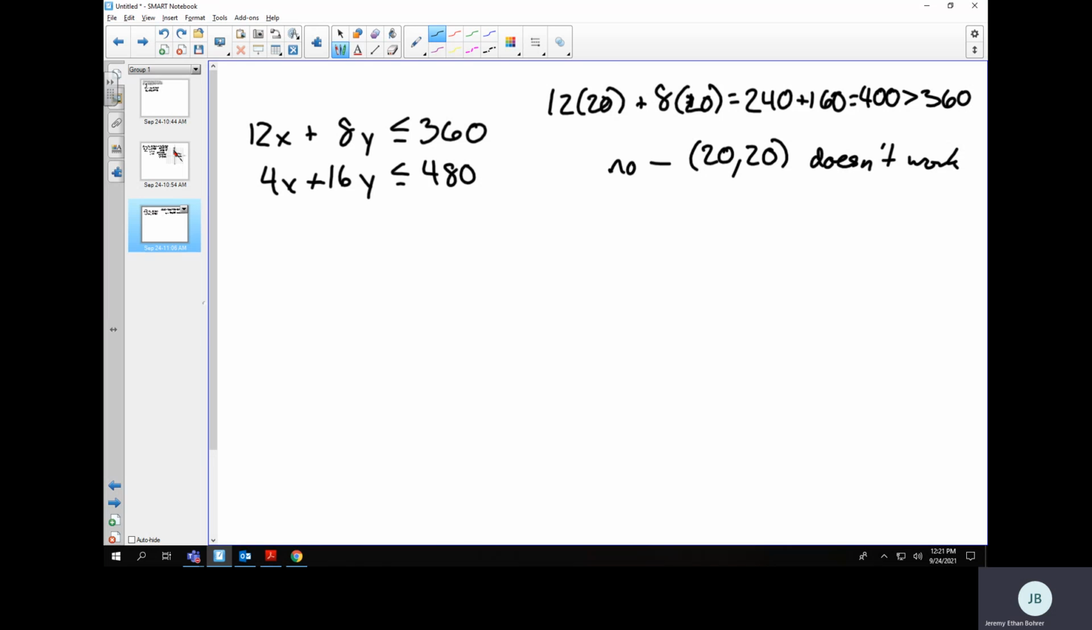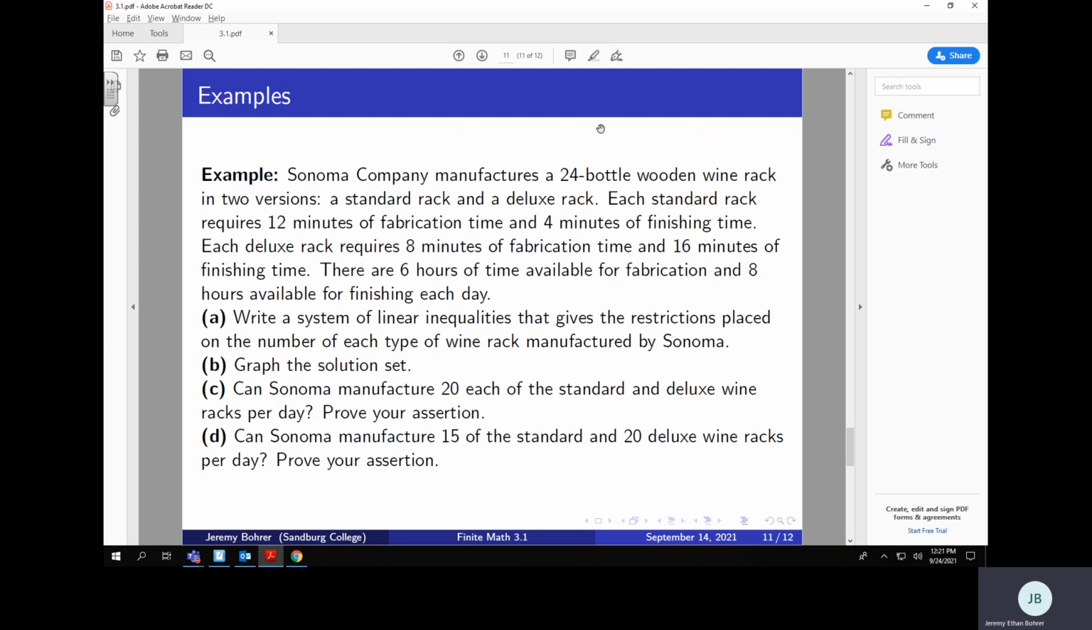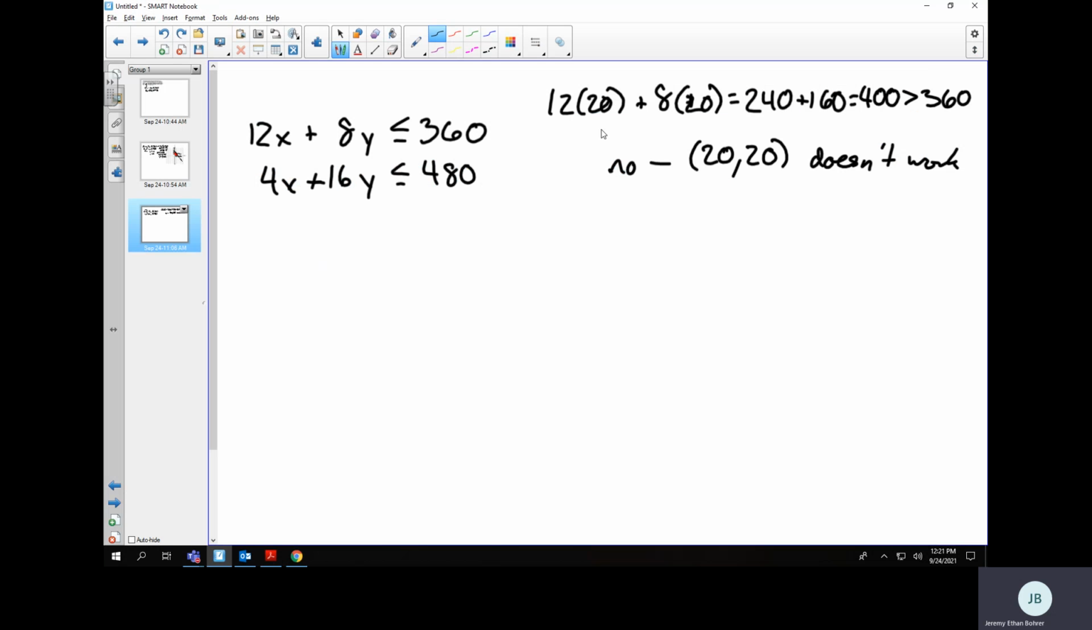Okay, our other question, D, asks if we can make 15 of the standard and 20 deluxe wine racks per day. So we prove our assertions. That's C, and here's D. Okay, so 12 times 15 plus 8 times 20. That is going to be 12 times 15 is 3/4 of 240 or 180 plus 8 times 20 is still 160, and the sum of those is 340. So that works because it's less than 360.